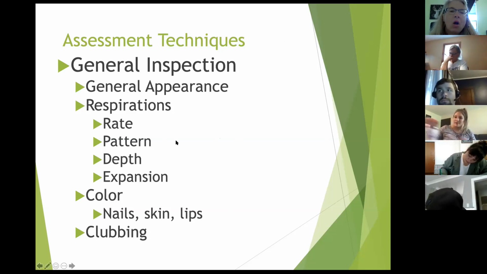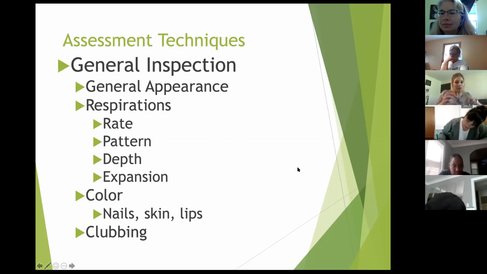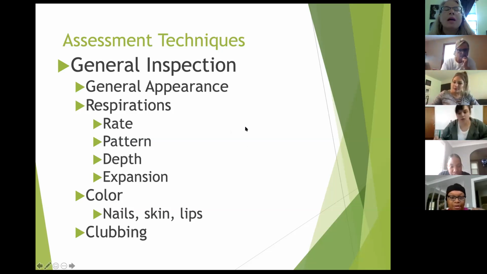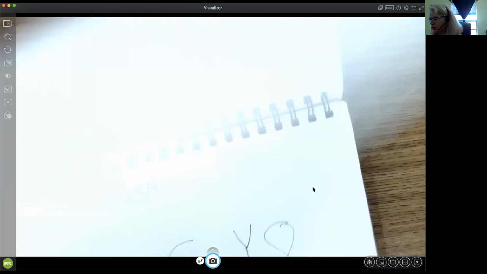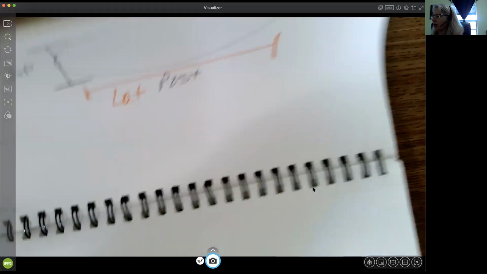Okay. One of the other things we're going to look at is something called your ratio of AP to lateral. Okay, and actually I'm going to find my picture from this morning. Here we go.